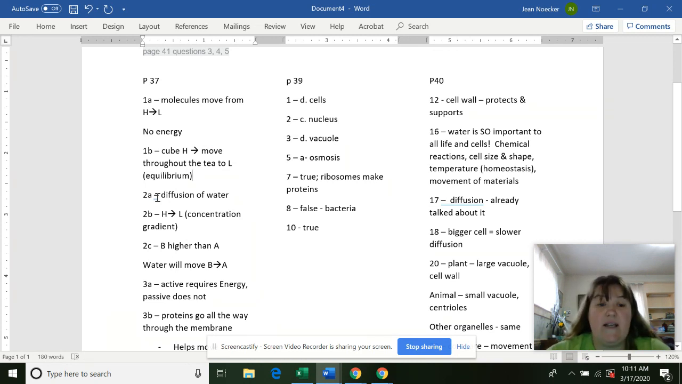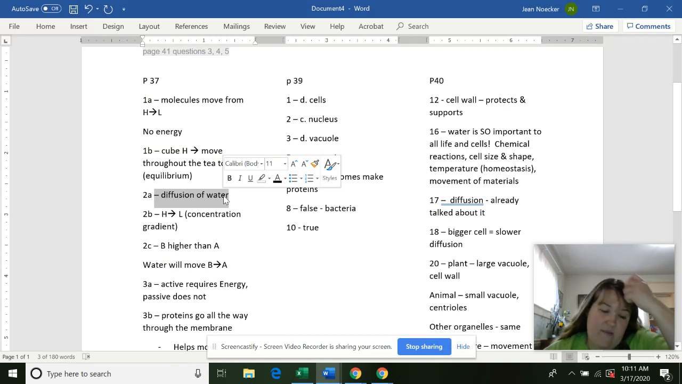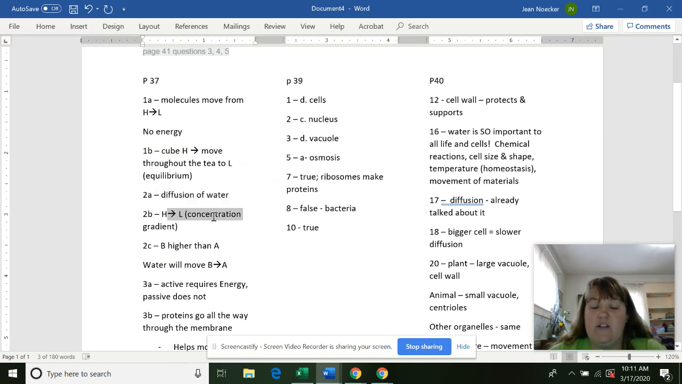Number 2 says, what is osmosis? Osmosis is the diffusion of water. So again, all the same things can apply. It's from high concentration to low concentration. We usually refer to that as down the concentration gradient.